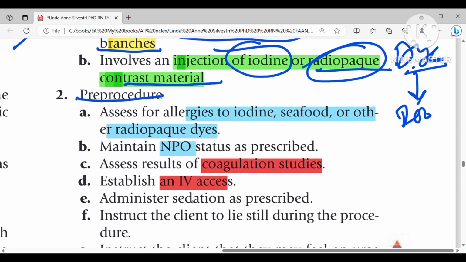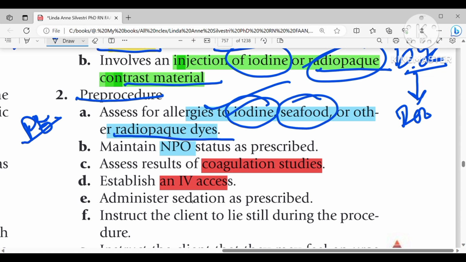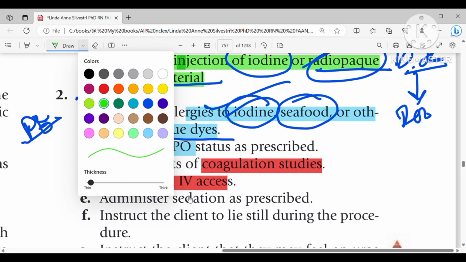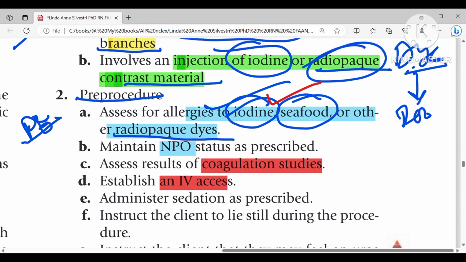So pre-procedure, what we need to do? First we need to assess the patient for any allergies, whether he or she is having any allergies to iodine, seafood or radiopaque dye. If we have any such allergies, we need to inform the healthcare provider.